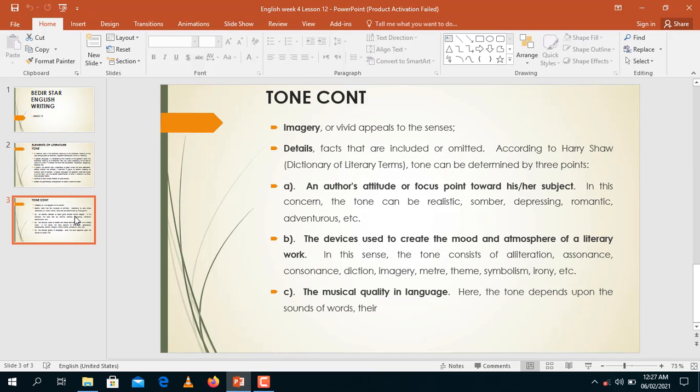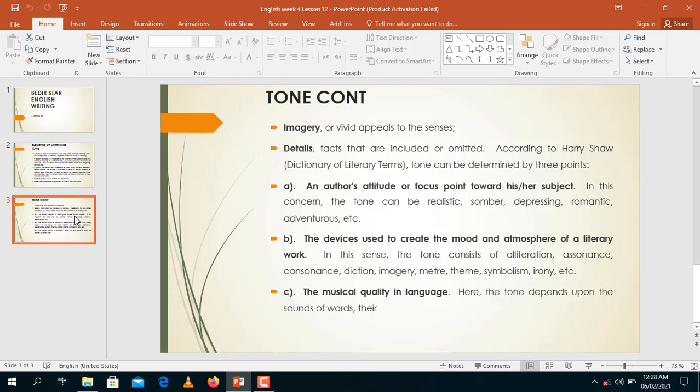Then we have imagery. These are the vivid appeals to the senses. So imagery is something you can write. As a writer, you use imagery. A good example is you can depict a bird as carrying some sort of message. That bird is just an imagery, a vivid appeal. It's an imagery to something. You are using a bird as a symbol to portray a certain type of message. So that's imagery.